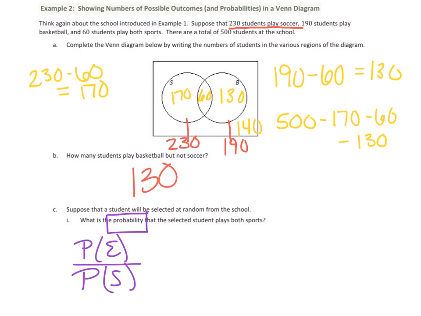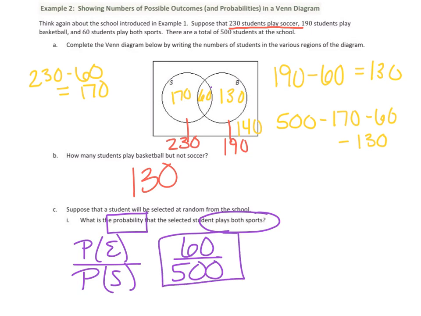So, what do I want to happen? Well, I want to be in both sports. So what number represents both sports? That would be 60, where they both occur, out of the total sample space, which is a total of 500 students. So remember, probability can be expressed three ways. That answer is perfect, a fraction. You could divide it to get a decimal, 0.12, or you can convert it to a percent, 12%.